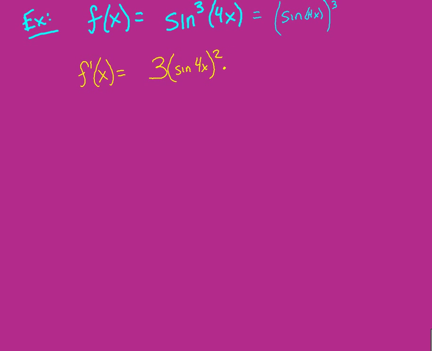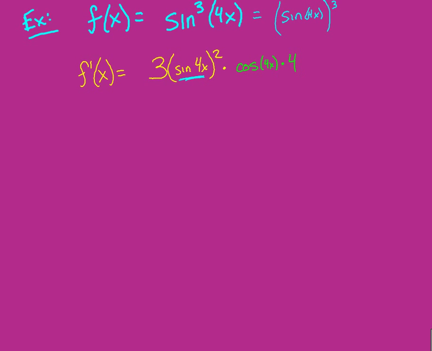Well, now I'm looking just at this part and taking its derivative. Well, this also has its own outside and inside. So when I do that part, the derivative of the outside of this guy is cosine with respect to the inside times the derivative of the inside, which is 4.